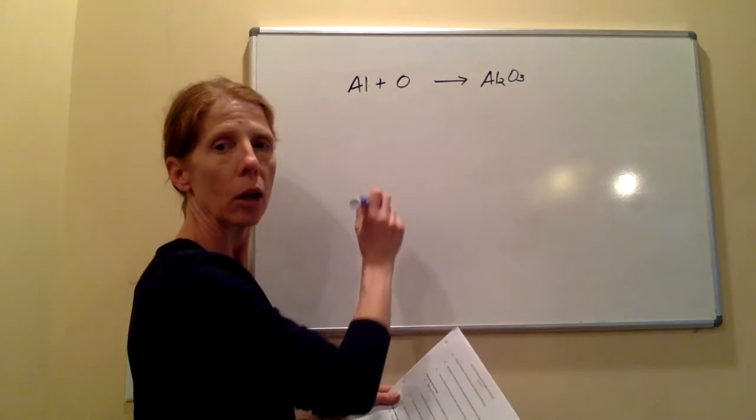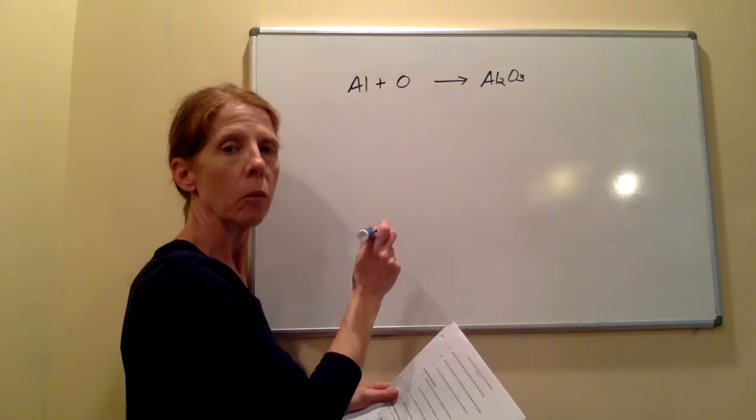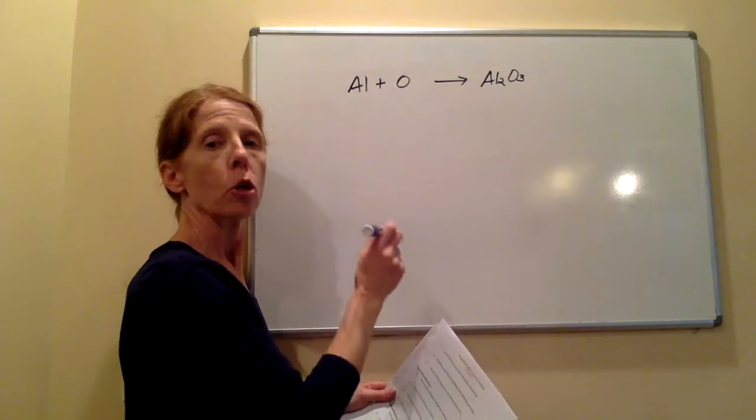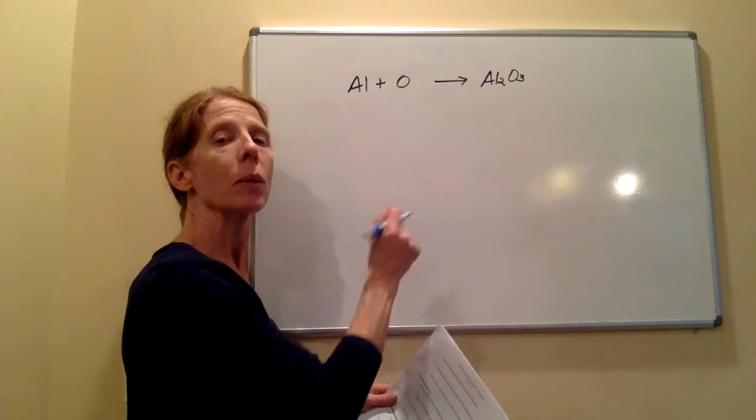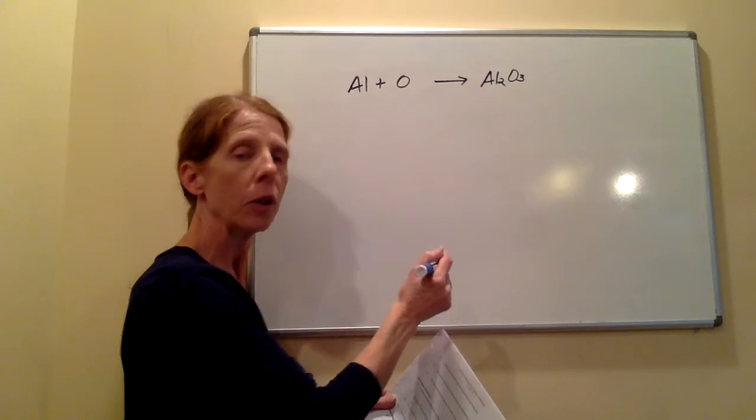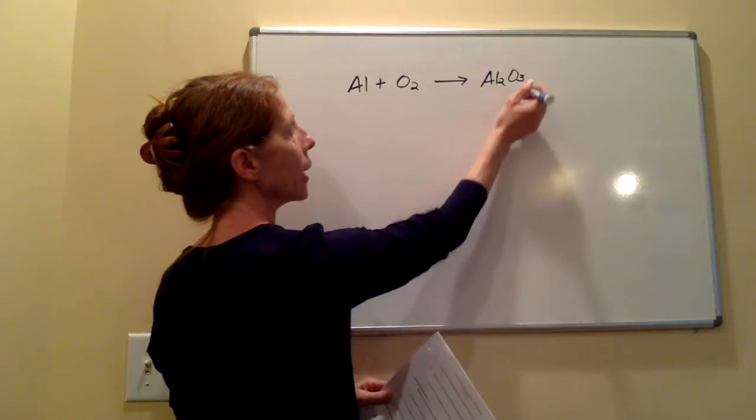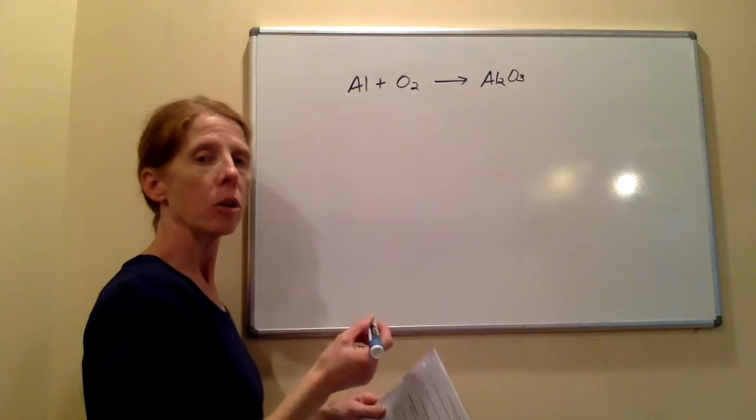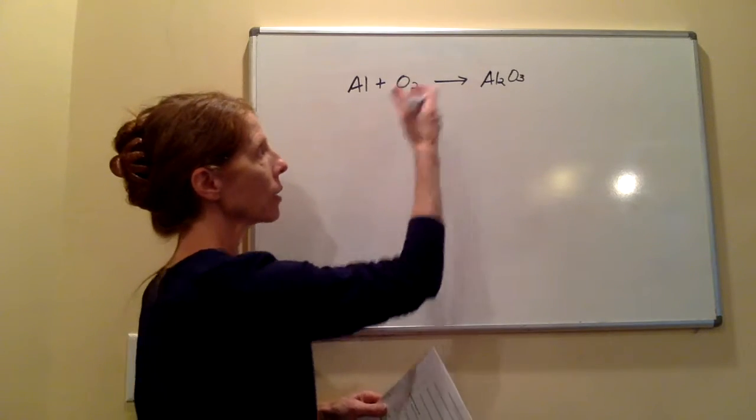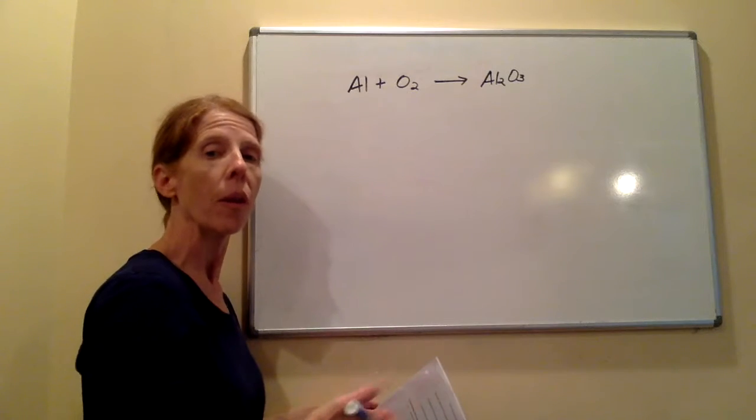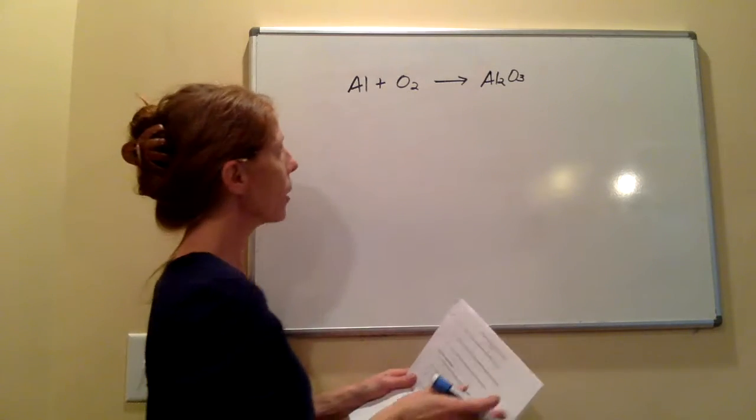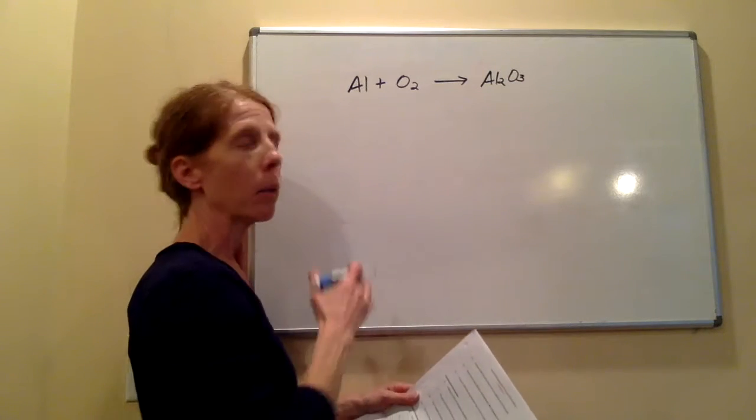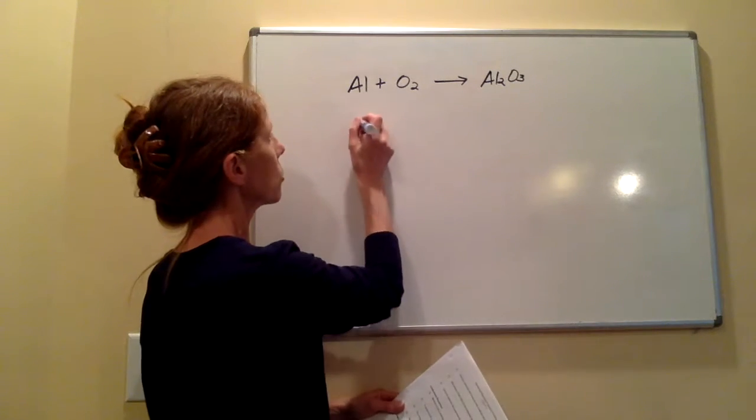Now, I cannot just write O because oxygen is a homonuclear diatomic. So whenever I write it as a reactant by itself, it has to have a 2. Not in a product, obviously we have O3, but when oxygen is either in the reactants or in the products by itself, it's always O2. Okay? So aluminum plus oxygen makes aluminum oxide. But we're not done because we haven't balanced it, so we have to do that.